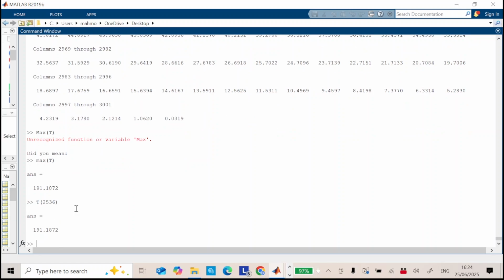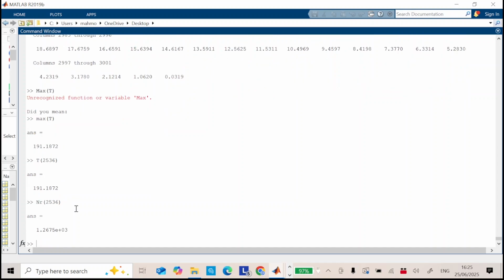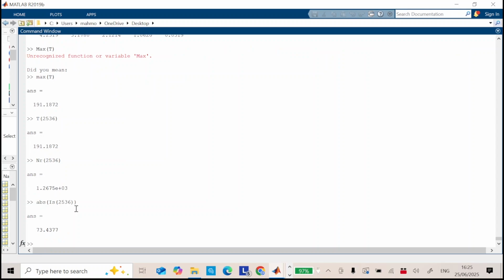Now we are going to calculate the speed at maximum torque. So NR at 2536. This is the speed for maximum torque, 1267.5. You can calculate the slip. What is the current at maximum torque? So absolute of I stator at 2536. This is the current at maximum torque, 73.44 ampere. So we are going to list all the values we need, and then we're going to return back to our slides to compare with the analytical results.